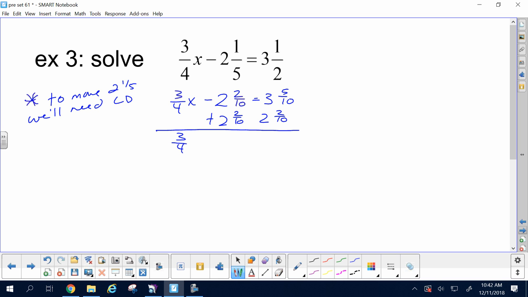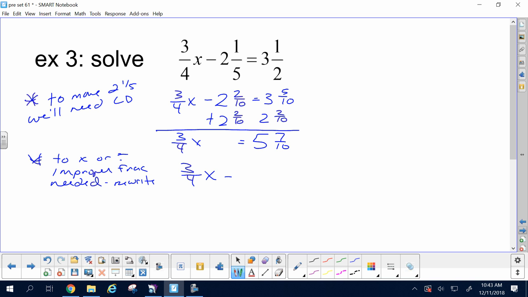I'll get 3/4 x equals what? Add. Oh, 5 7/10, sorry. 5 7/10. Okay. Now, the next step, step 2, to multiply or divide, we have to have improper fractions. Improper fractions are needed. So again, rewrite. 3/4 x is fine. But the other side, 5 7/10 needs to be changed too.